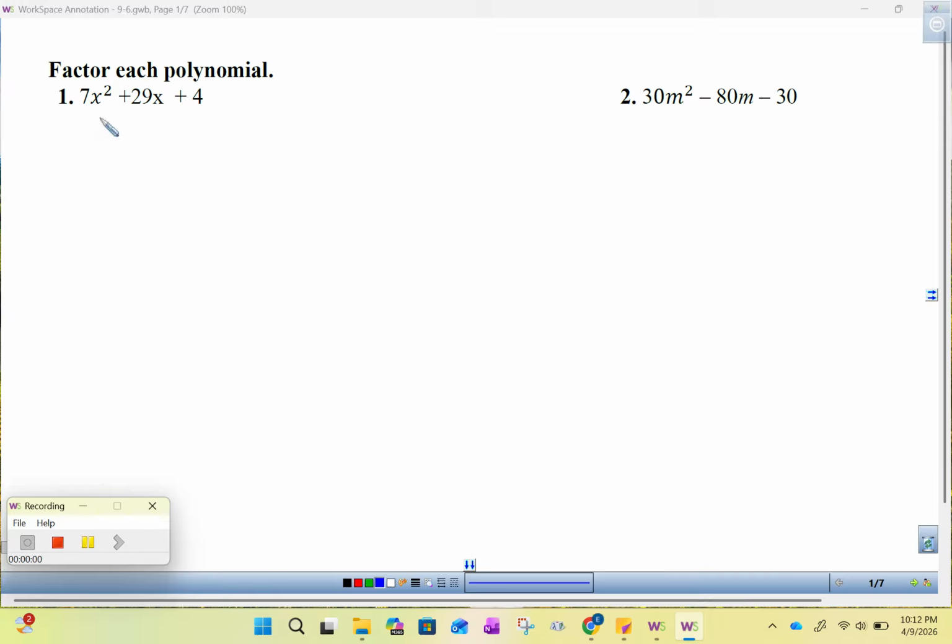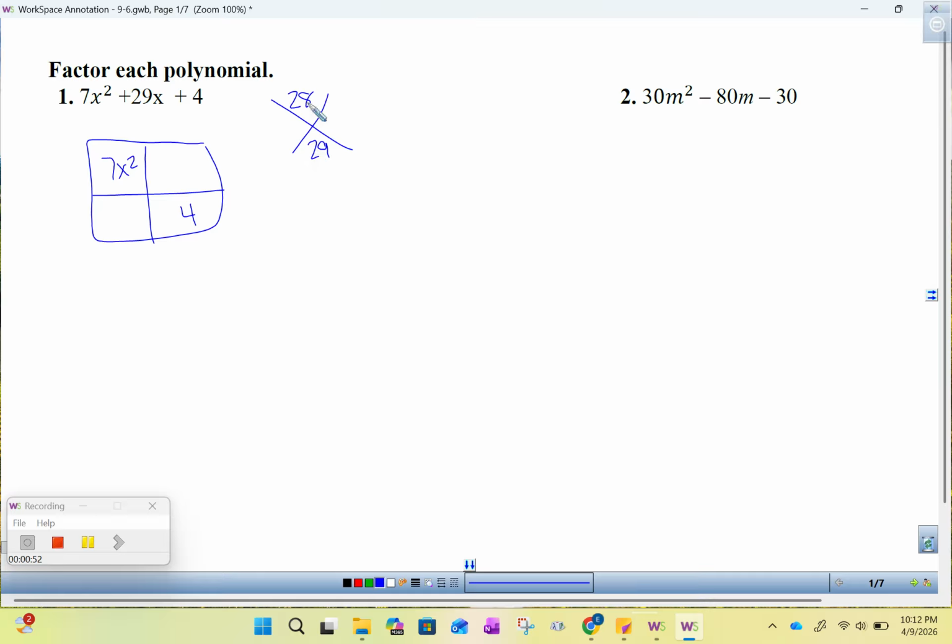So first problem here, there's not a GCF. Remember, we always look for that first because there's no number in common with all three, and I don't see a variable that shows up in all three. So what makes this a box problem is that the number in front exists and it's not a perfect square. Setting up my box, I write my first term and my last term in the first diagonal. Multiplying those together, I'm looking for the factors of 28 that add to be 29.